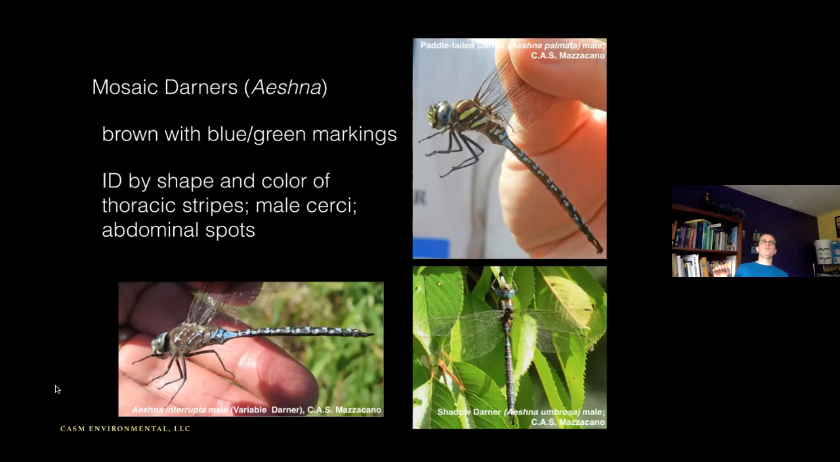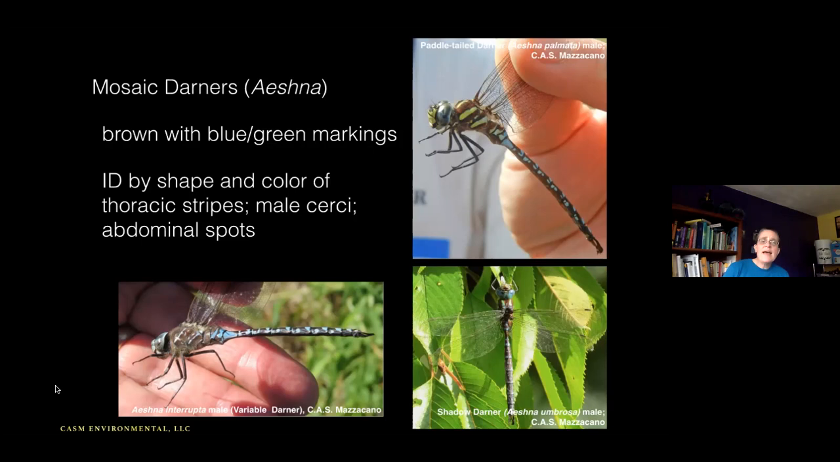And then they take off and they're just fine. So that's how you hold a dragonfly, and I'll go over that again in the field. All right, so as I said, you're going to look at the shape and the color of the stripes on the side of the thorax and sometimes on the top of the thorax as you look down on it, the shape of the cerci at the end of the male's abdomen, and the location of those abdominal spots.